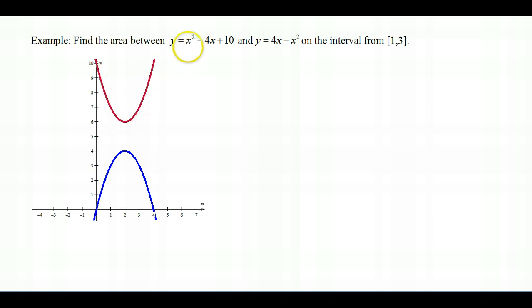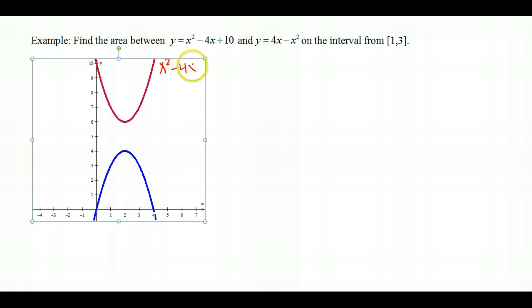So here we have a parabola, x squared minus 4x plus 10. This has a y-intercept of 10, and it's a parabola that opens upwards. So this function here is going to correspond to x squared minus 4x plus 10. And that must mean that 4x minus x squared, which is a parabola as well but opens downward, must be this blue graph here. So y equals 4x minus x squared is this second function here.